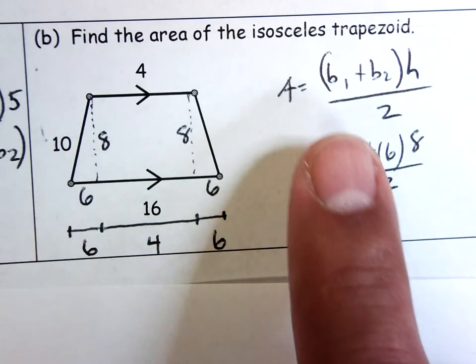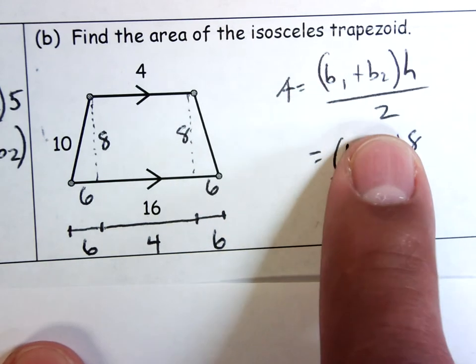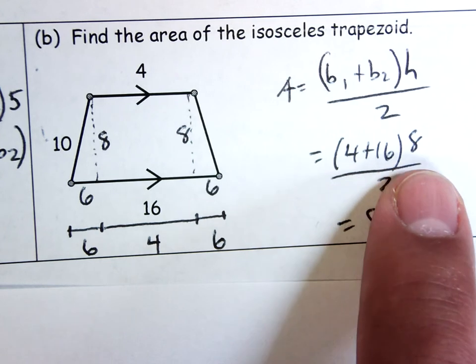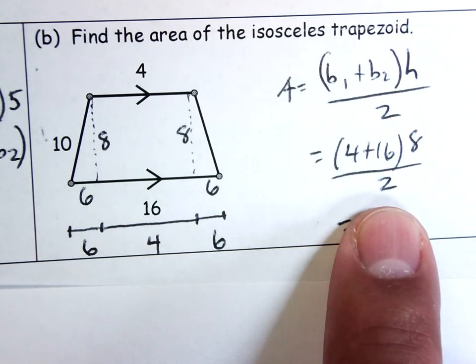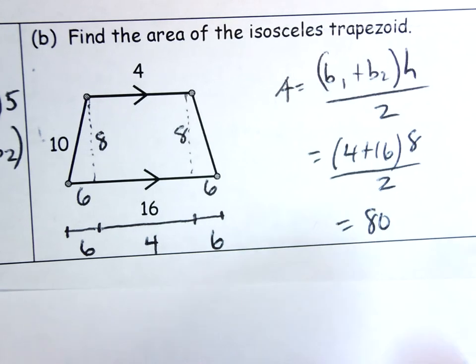So I go to my formula. Area is equal to base 1 plus base 2 times the height divided by 2. I know that one base is 4, one base is 16. I know my height is 8, and I divide it by 2. Put that all into the calculator, and you get 80 for your area.